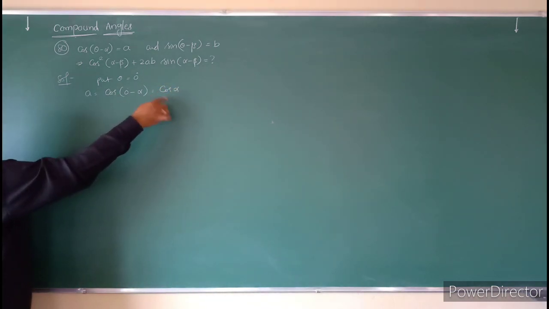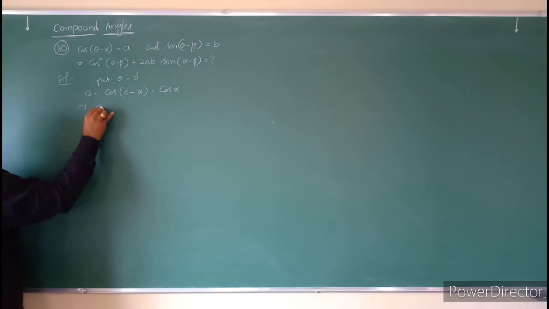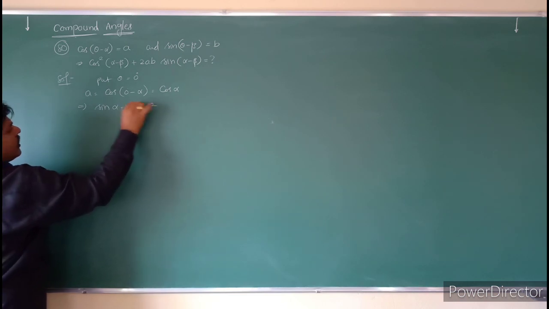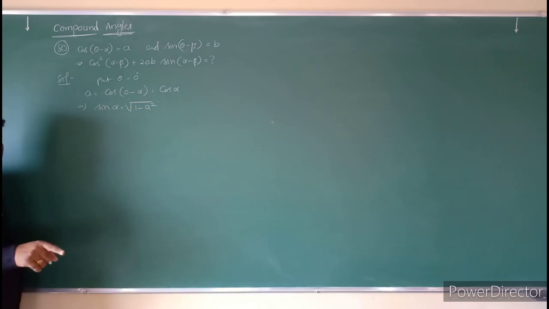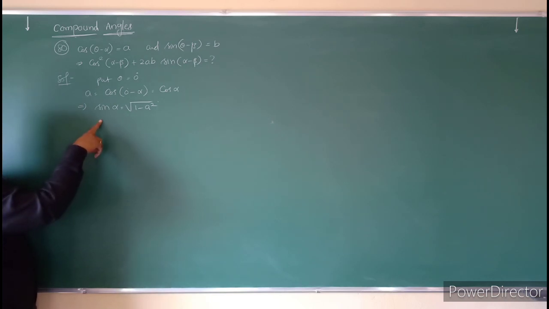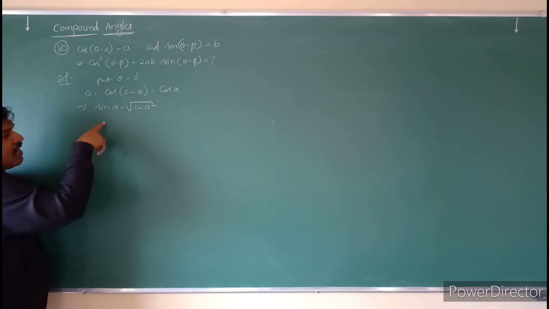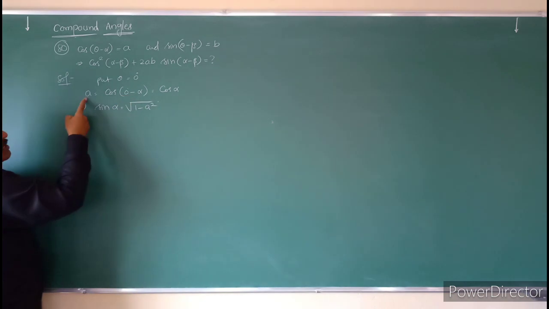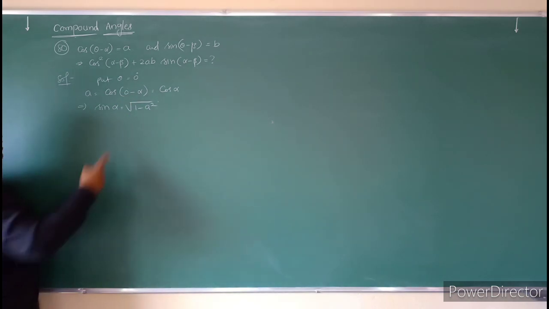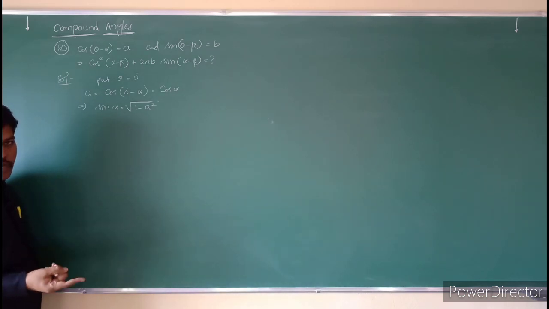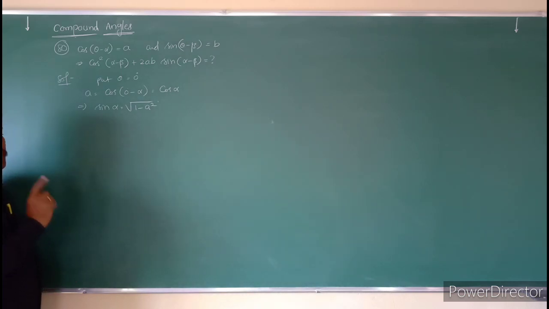If a is cos alpha, that implies sin alpha is equal to root of 1 minus a square. Do you understand that? Cos alpha is a. What is sin alpha? Sin square alpha is 1 minus cos square alpha, so sin alpha is root of 1 minus cos square alpha. Since cos alpha is a, it becomes root of 1 minus a square.